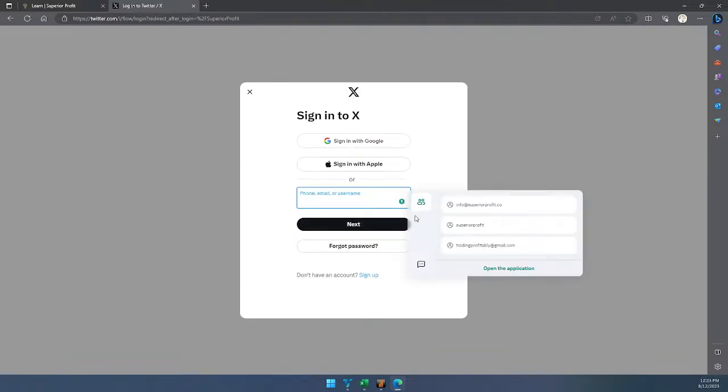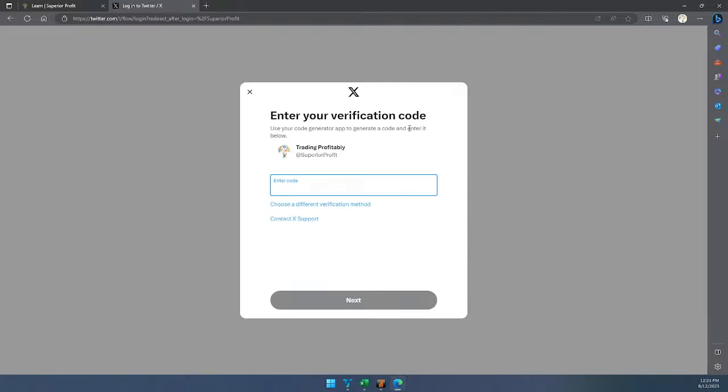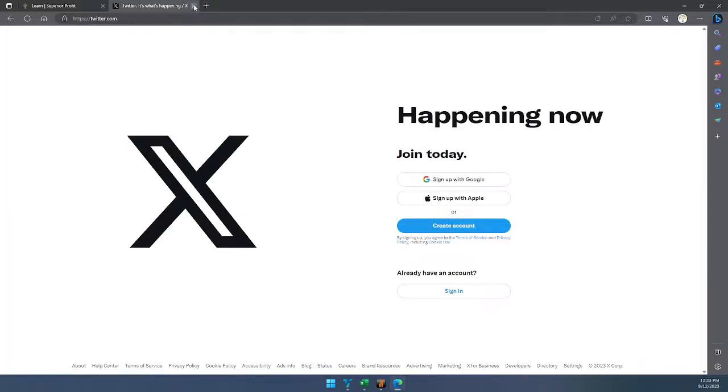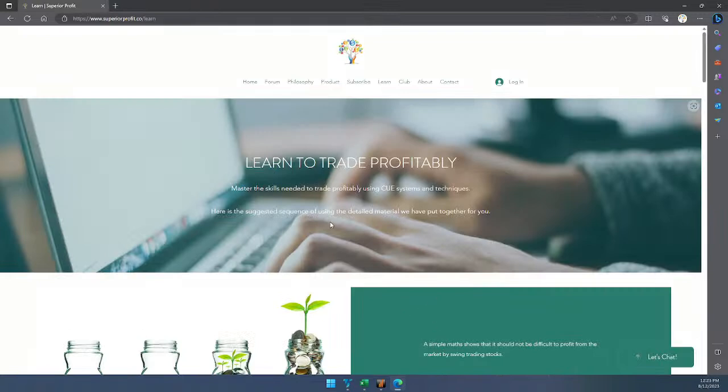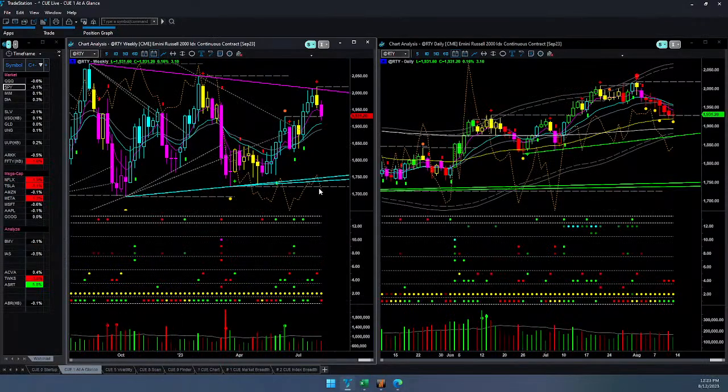Why is it asking me to log in? Okay, I'm not going to try to log in. I need to get the code. Okay, never mind, I'll not look at the tweets. You may look at the tweets, but I remember some of the stocks.